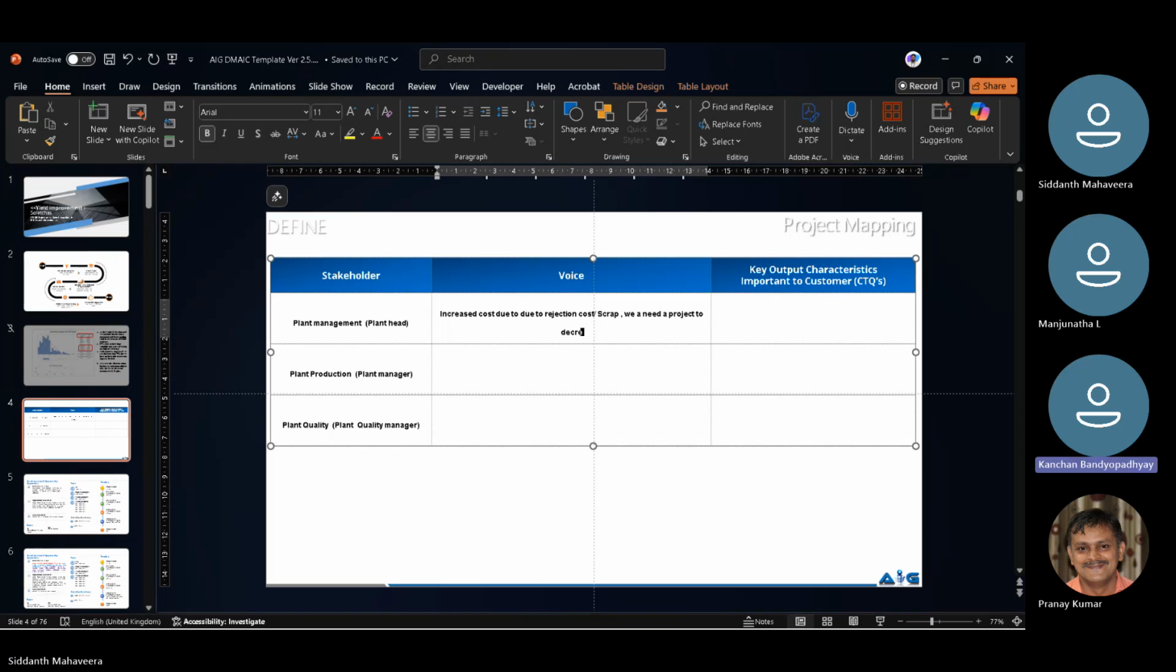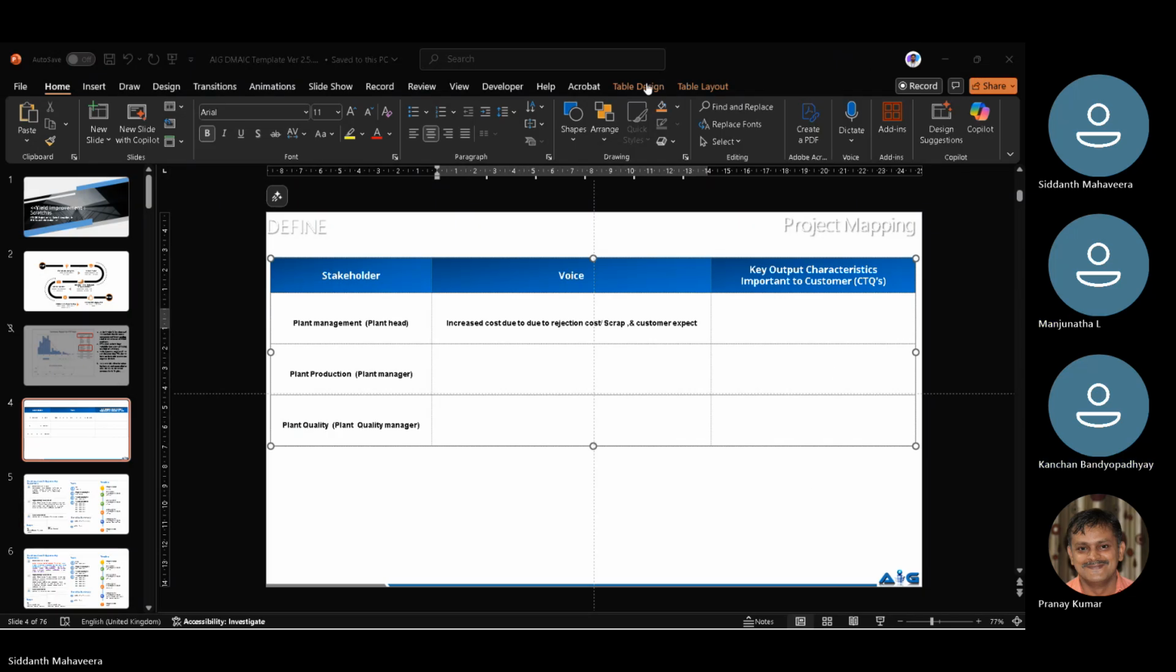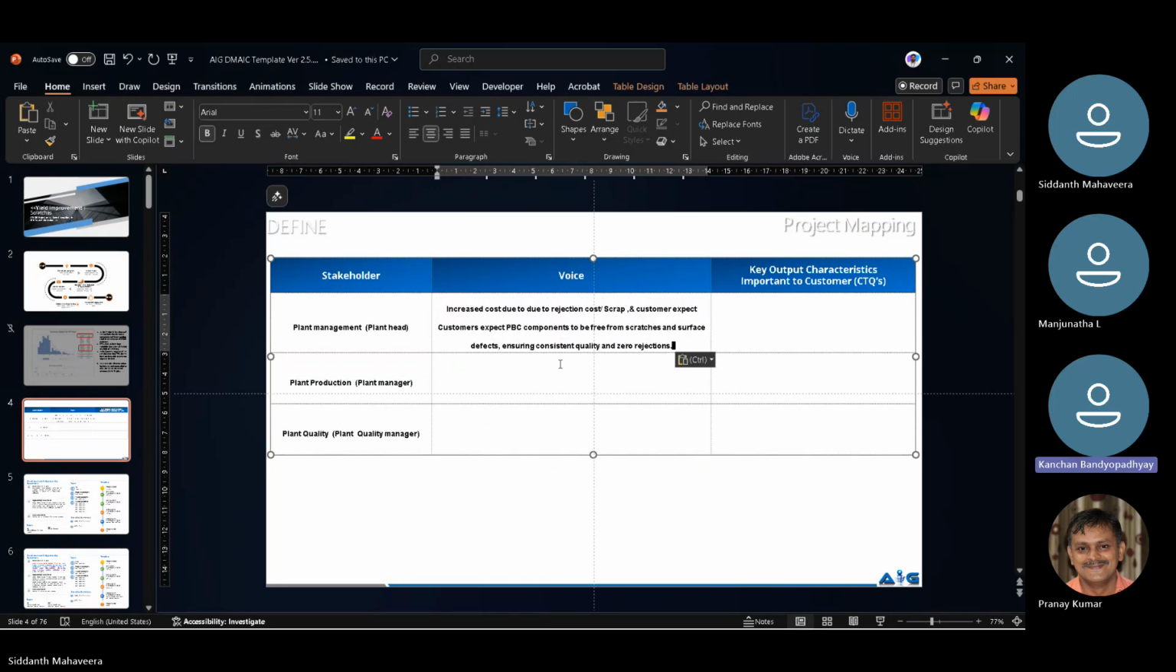Can we say these things? The customer expects PCB components to be free from scratches and surface defects, ensuring consistent quality and zero defect rejections. I'm just putting these things in the Teams chat, you can copy it directly from the chat. And the CTQ would be: customer expects the PCB to be free from scratches and surface defects, ensuring consistent quality and zero rejections.